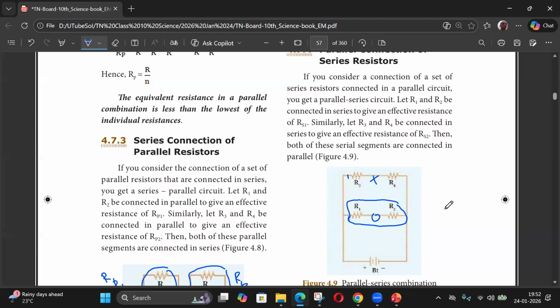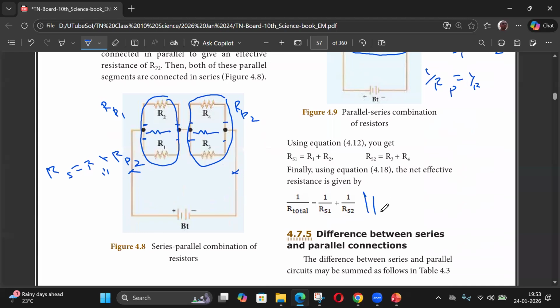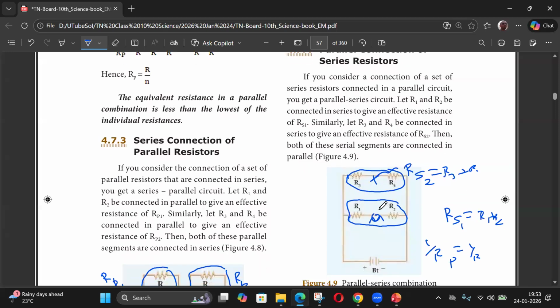1 and 2, they are in series, right? So I can find R as R1 plus R2, a single one of this value. Similarly, I can combine these two: RS2 is equal to R3 plus R4. And these two I can combine as 1 by R equals 1 by R1 plus 1 by R2. So do it step by step. These two are in series, so combine them and make it one. And then these two are in series, combine and make it one. Once you make it a single resistance, then these two are in parallel.